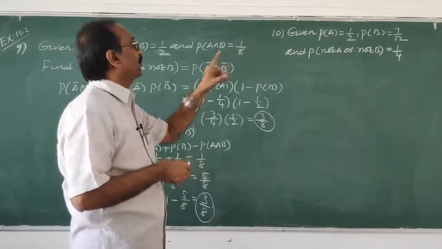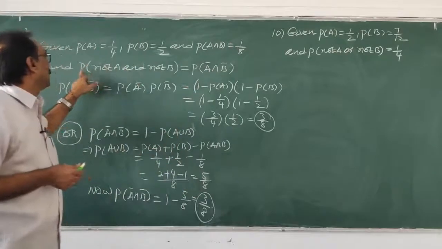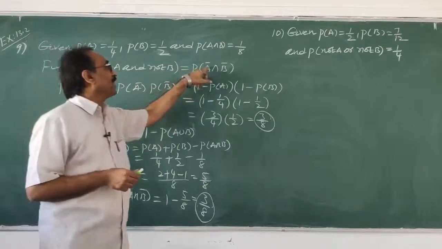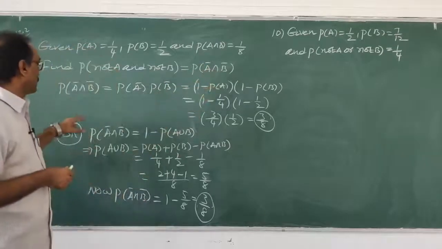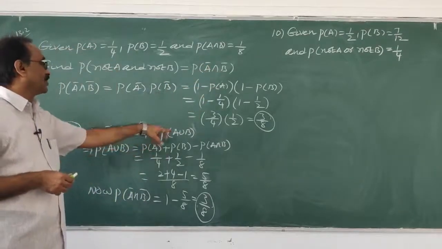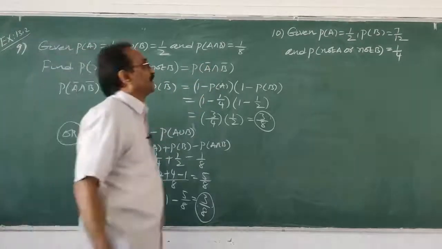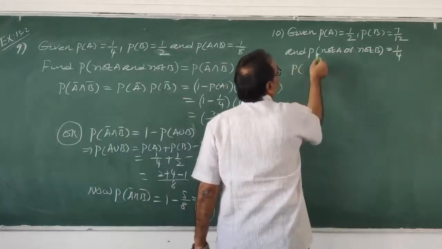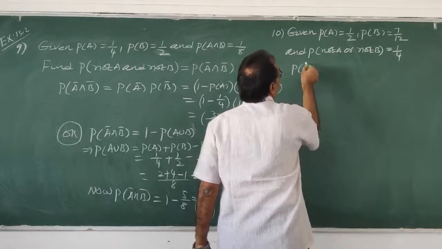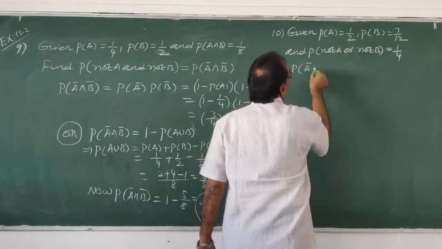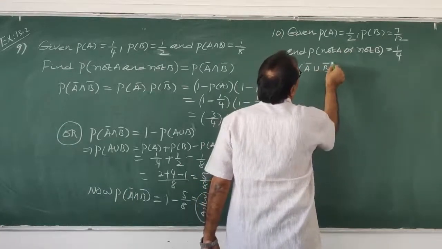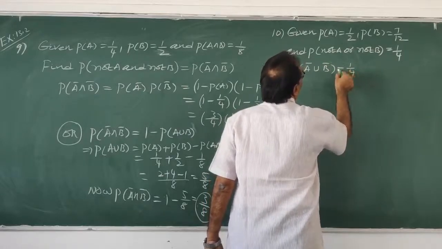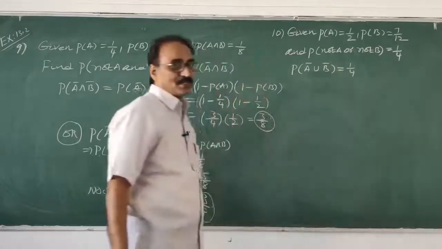Given P of A, P of B. Here is P of not A and not B. So P of A bar intersection B bar can be written as 1 minus P of A union B. Here, what is given now? P of not A, which means A complement, or means union, and B complement. This is given as 1 by 4. My dear students, now you understood, I think.